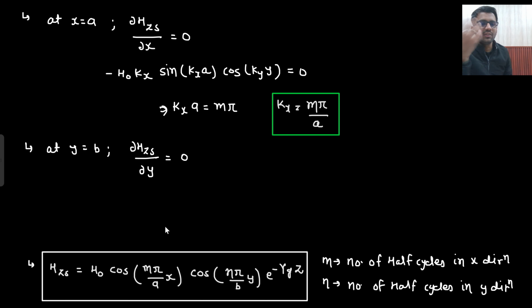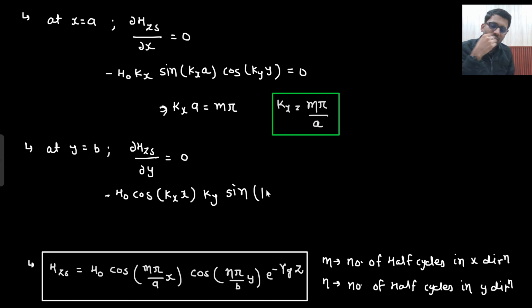Similarly, what will be your ky? ky also you can find out. Again you need to do the differentiation only, but here the x term will remain as it is. If I do the differentiation with respect to y, then a minus sign would come. Sorry, this was cos, not sine. This was cos, and then minus sign would come, and here it will become sine(ky y) equals 0. Instead of y, I am putting b. So ky is becoming n pi by b.